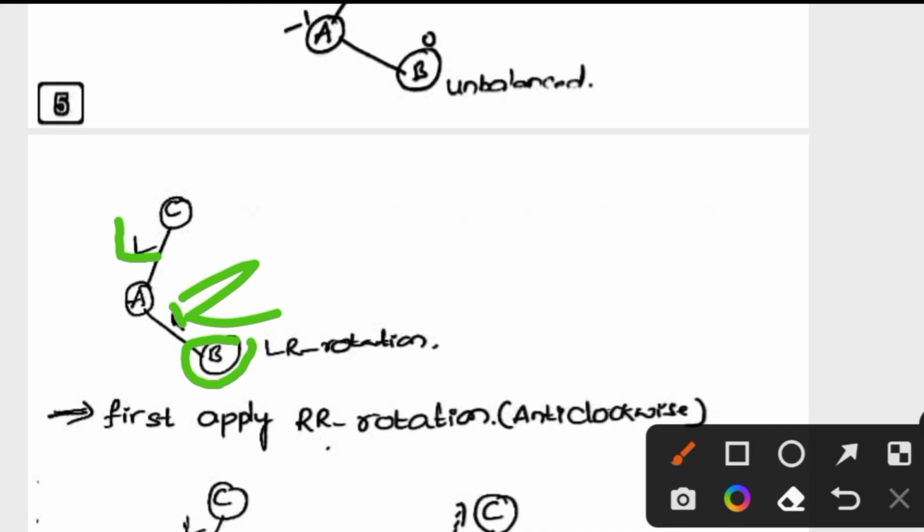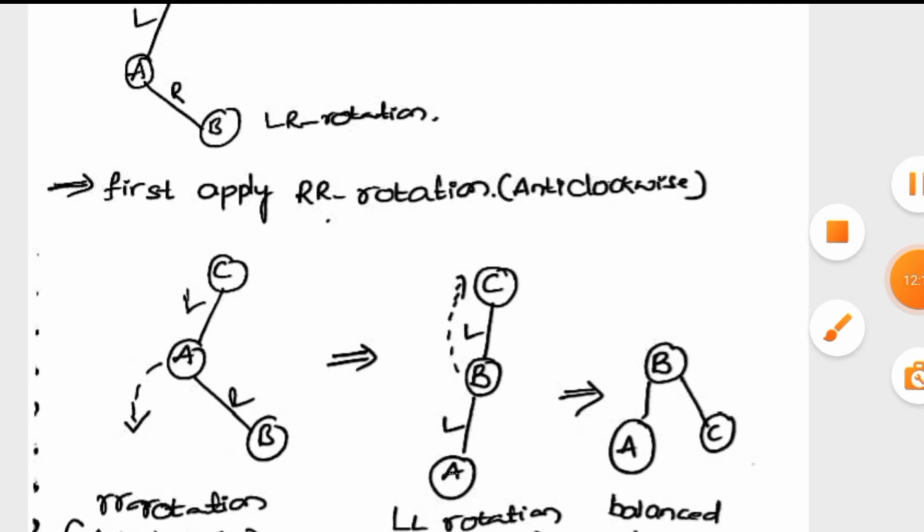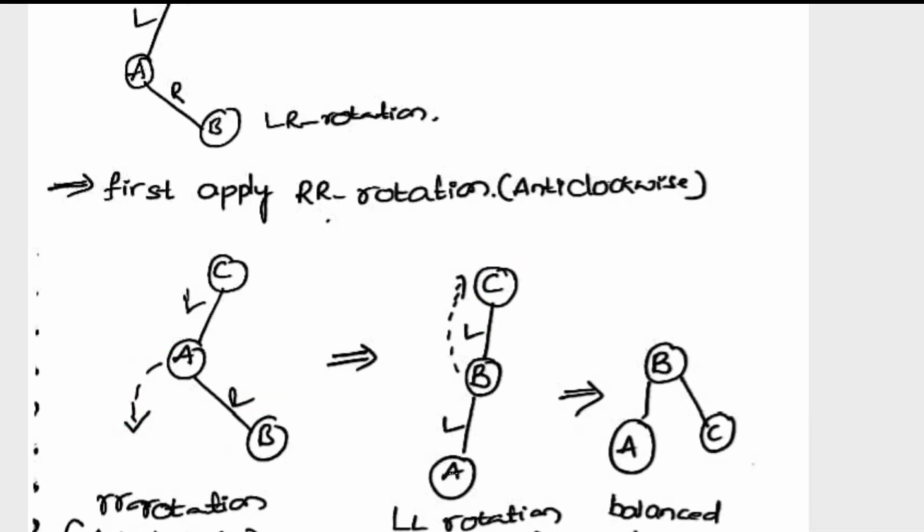For this one, first we have to apply RR rotation. Here RR rotation means we take the R and perform the R rotation. So what will happen here? A will move in the anti-clockwise direction and B will become the root for A. So here we can see C is as it is.